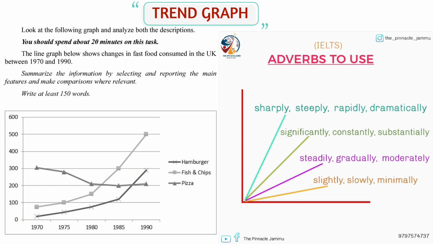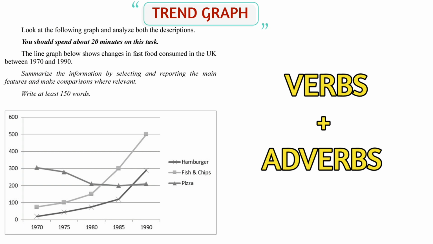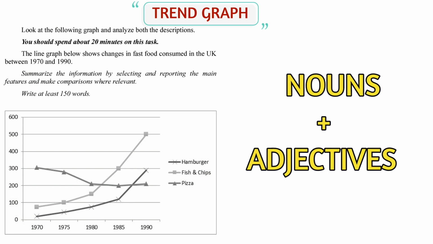अगर आपने इन एडवर्ब्स में से ly रिमूव कर दिया तो आपके पास एडजेक्टिव्स बन गए. और एक चीज़ आपने हमेशा याद रखनी है, वर्ब्स के साथ आप एडवर्ब्स को यूज़ करेंगे और नाउन्स के साथ आप एडजेक्टिव्स को यूज़ करेंगे. राइट? And in the next video, I will tell you the sentence structures for the trend graph so that you can make these verbs, adverbs, nouns and adjectives in use properly.